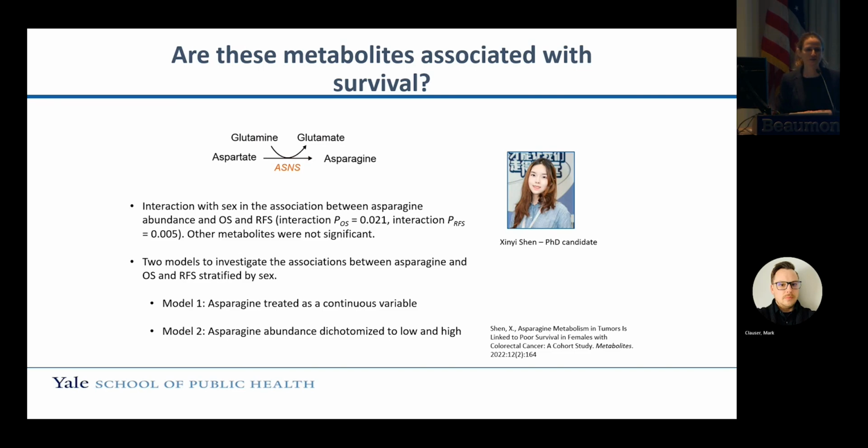At the time, we didn't really know how to treat metabolite levels in terms of doing these sorts of tests, because there aren't that many studies that have looked at metabolite levels and outcomes in this way. So we chose to do 2 models where we first treated asparagine levels, because they're like concentrations, as a continuous variable. And then we decided to also look at them dichotomized by low levels compared to high levels of asparagine.